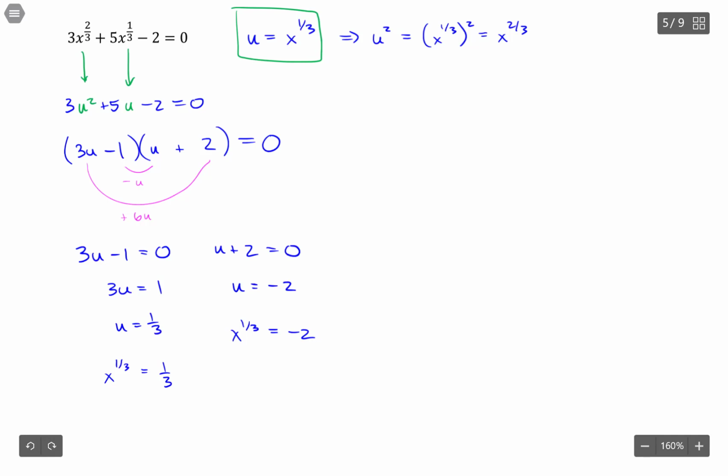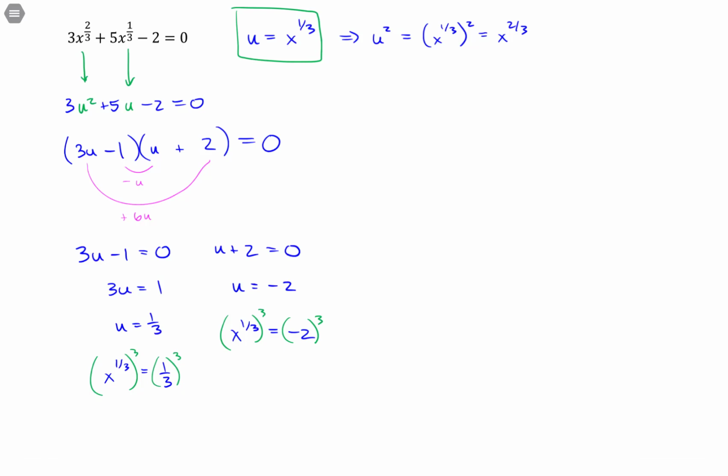Now, to get x by itself, I need to cube both sides of these equations. And the reason I cube them is because rules of exponents would say 1/3 times 3 is 1, which would leave me just an x. So this is just x equals 1 over 27, and in this equation I get x equals -8.